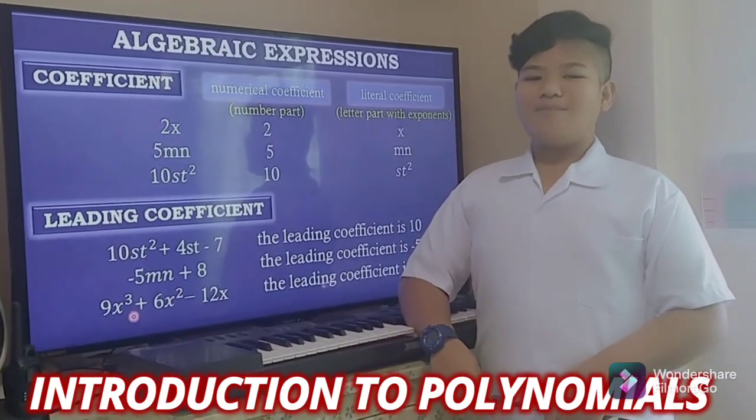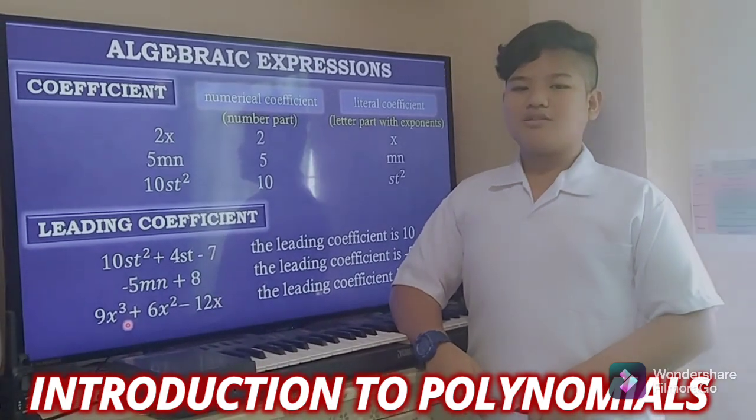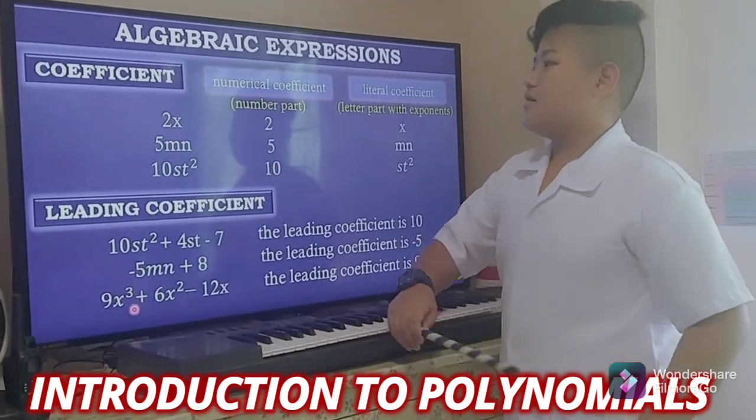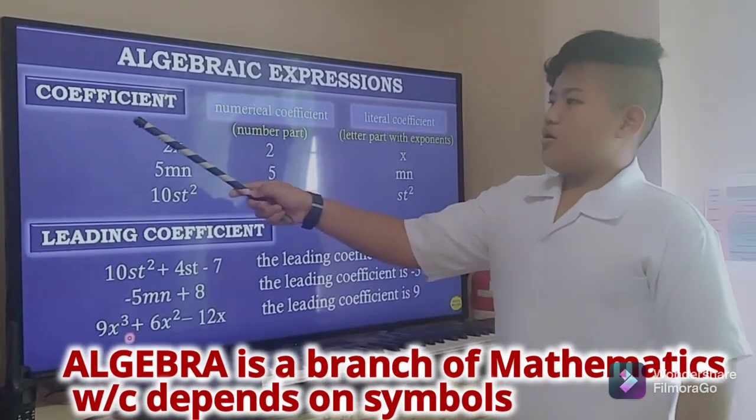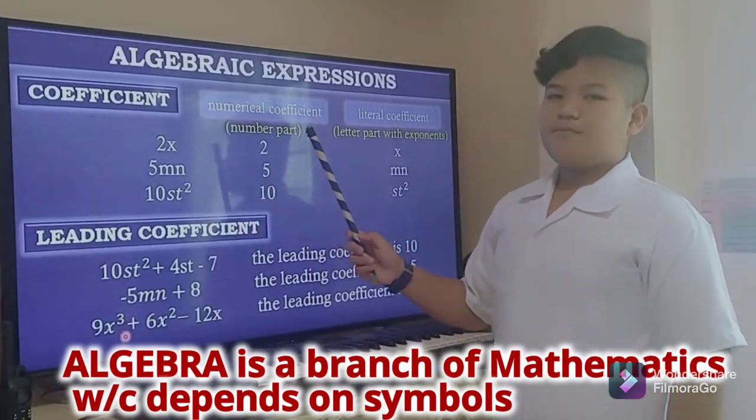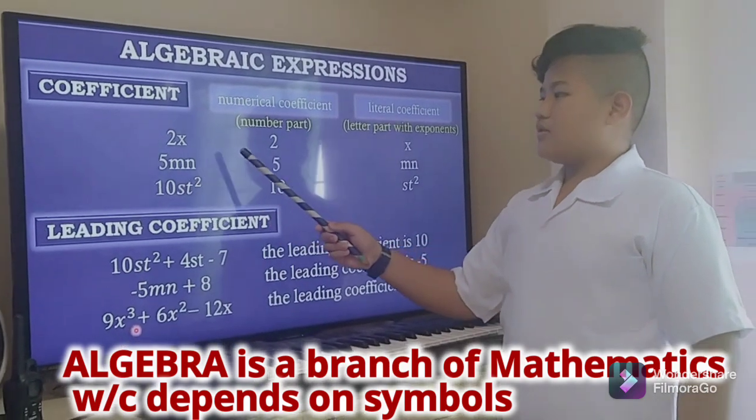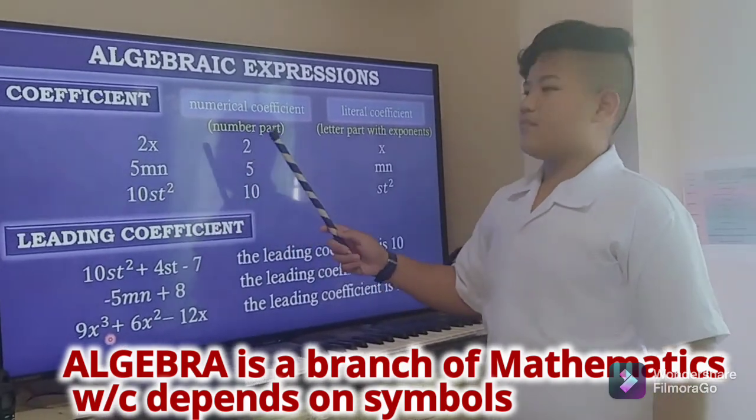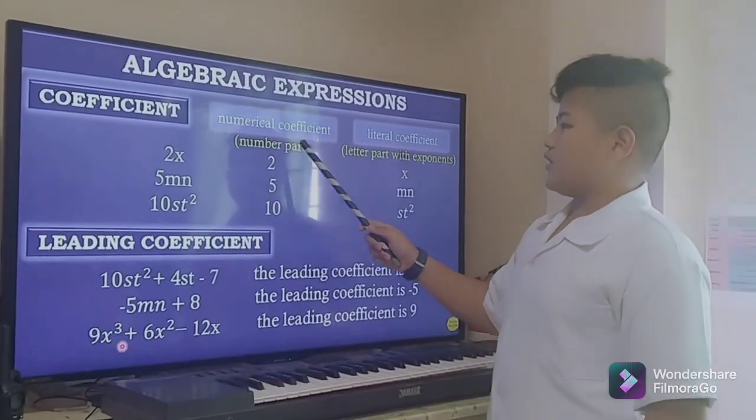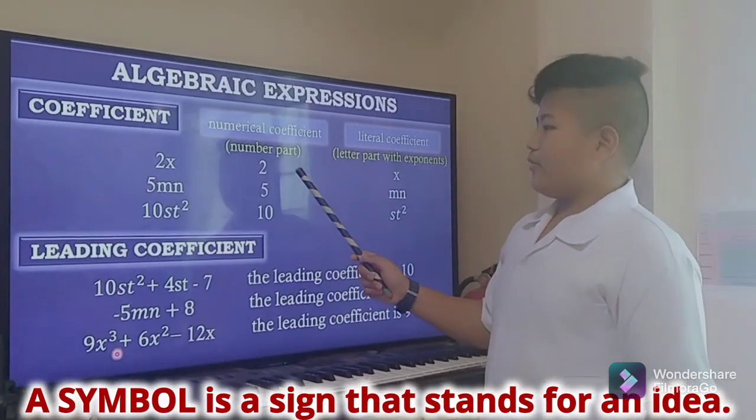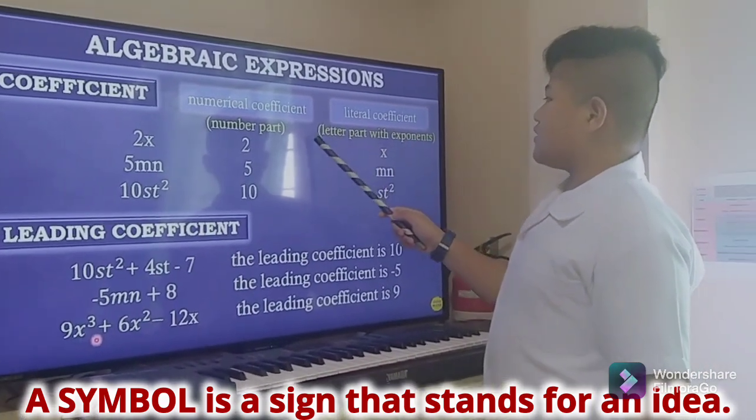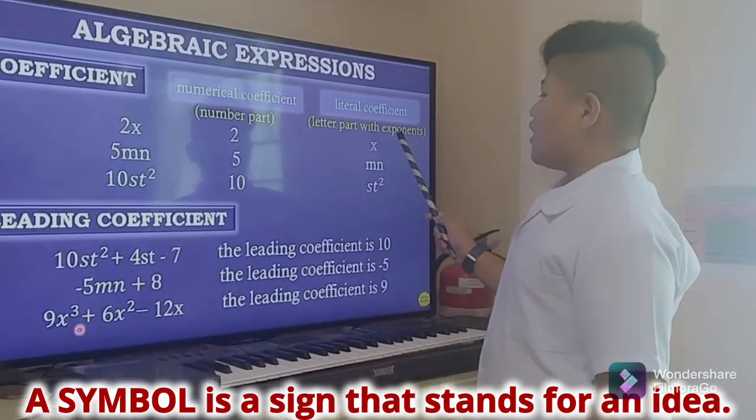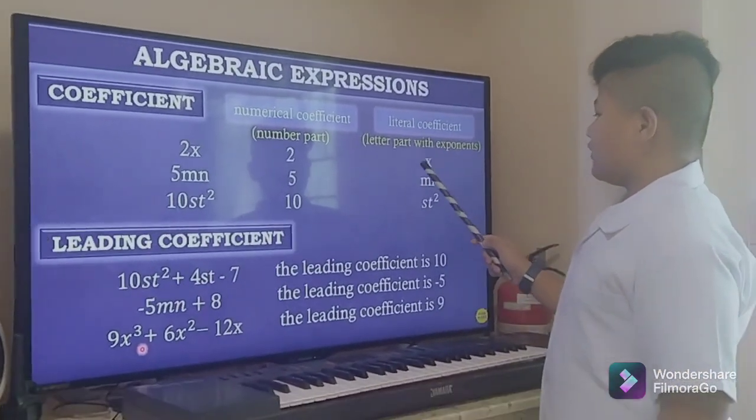Everyone, our topic for today is the introduction of polynomials. Let's start with the algebraic expression and the coefficient. For example, the number and the letter are together. The numerical coefficient is the number part, so we will only write the number. The literal coefficient is the letter part with exponent, so we will only write the letter.